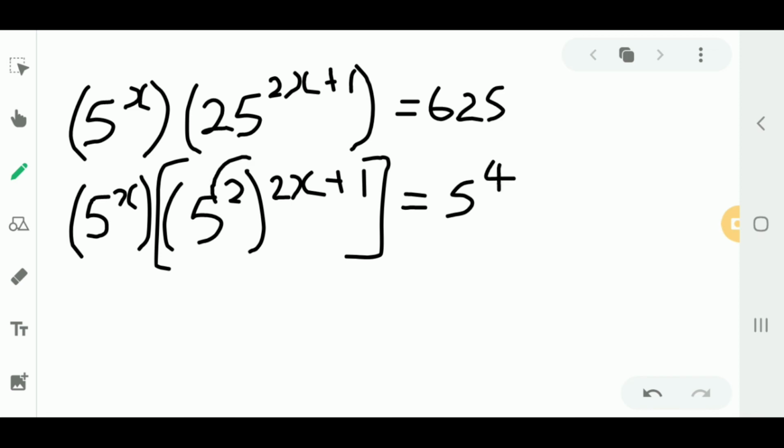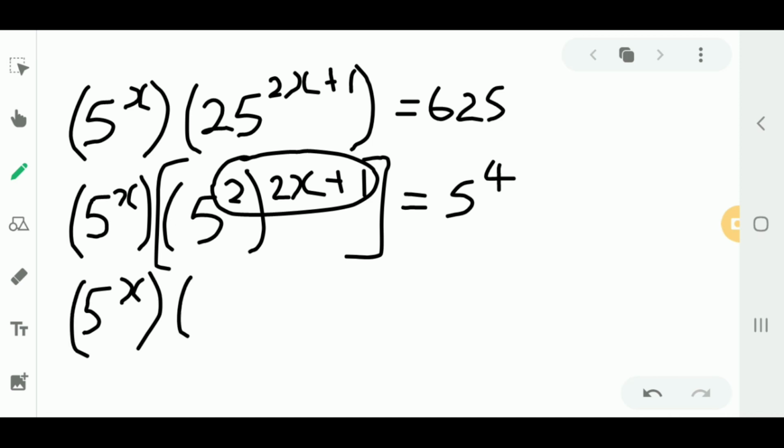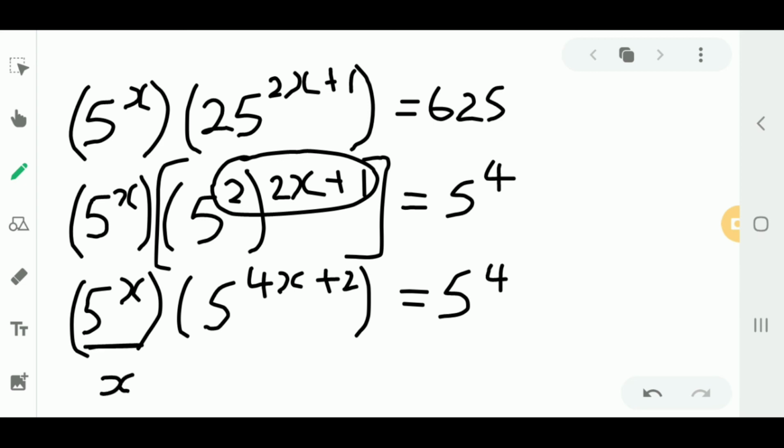So now we need to multiply these here to simplify that bracket. So we have 5 to the x, 5 to the 4x plus 2 is equal to 5 to the 4. Now remember, when you're multiplying at the same base, you add the powers. So what you're doing is x for the 5 here plus 4x plus 2 is equal to 4. Because when you're multiplying, you're adding the powers. So now we can equate.